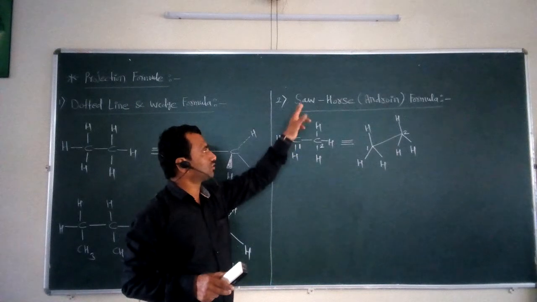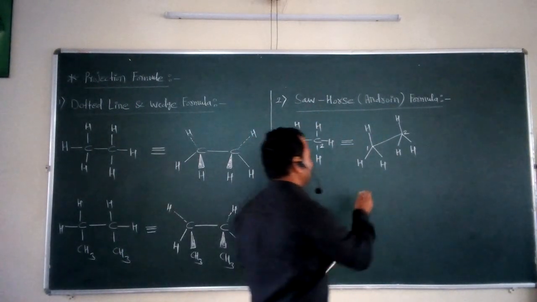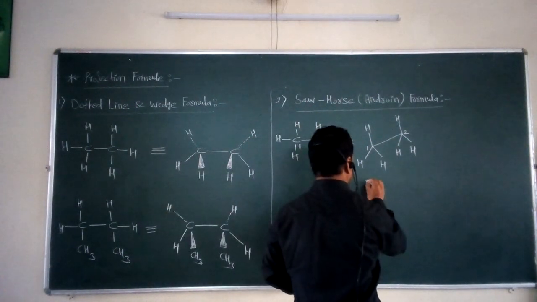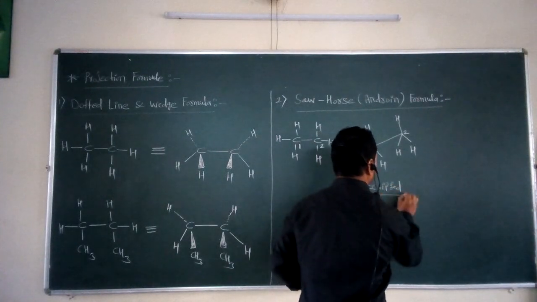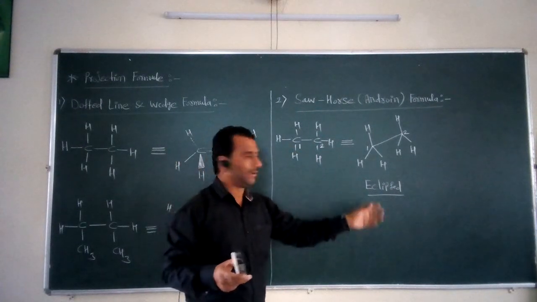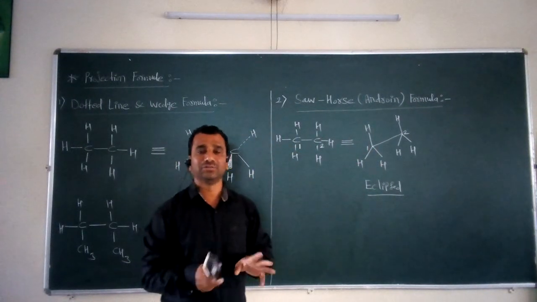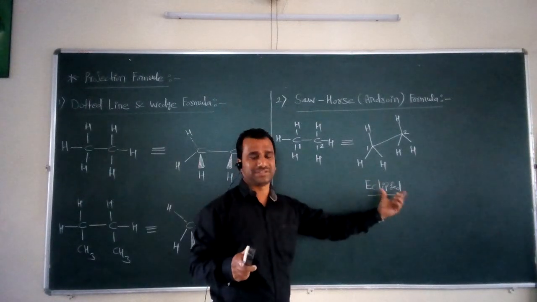and this representation according to the Sawhorse formula is called the eclipsed structure. It is the eclipsed Sawhorse formula for ethane molecule. It is eclipsed. Both these inverted Y alphabets stand in a similar direction. That's why it is an eclipsed structure.